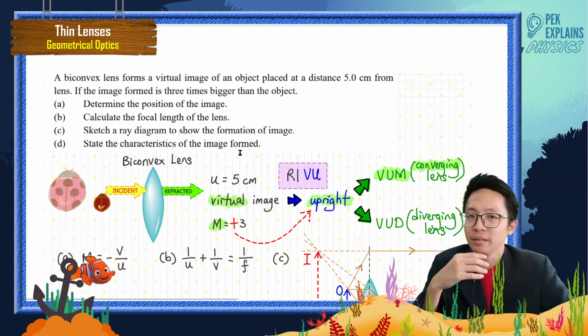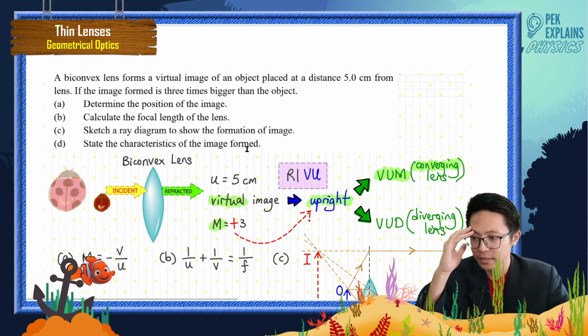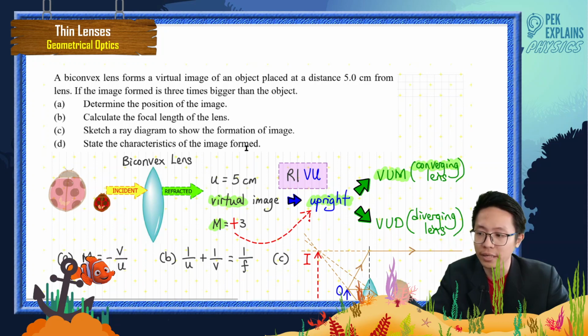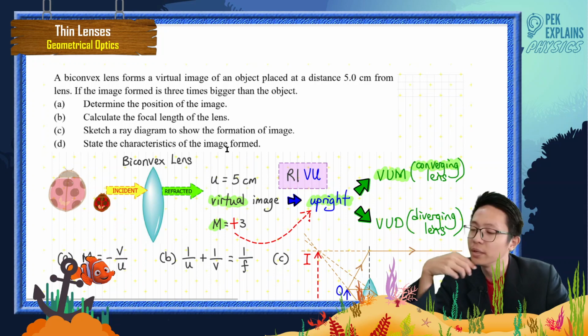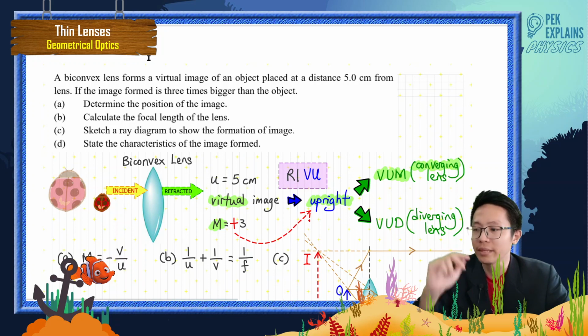Okay, let me tell you straight away, because I already have all the concepts, all the acronyms. From the first glance at my concept, I already got all the answers, especially the last question, the characteristics of the image formed. I can get the answer straight away. And you know why? Let me tell you.